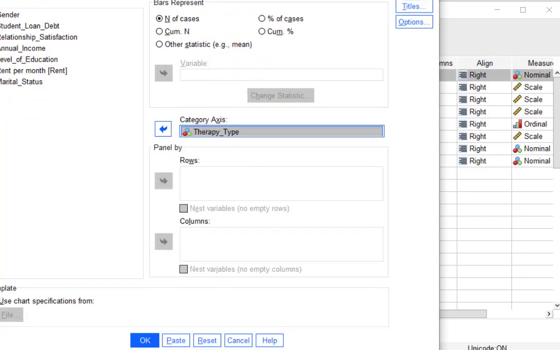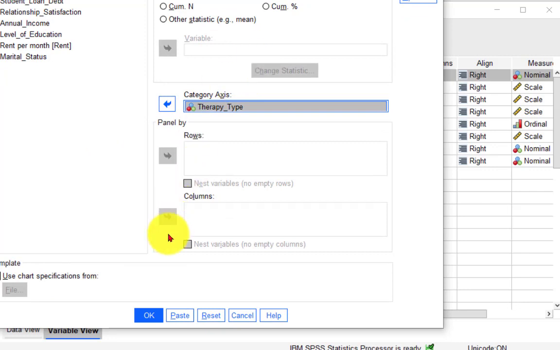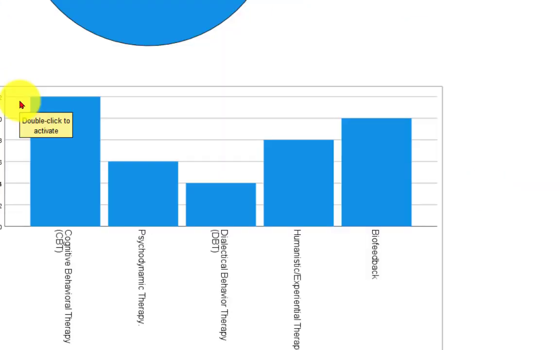categorical axis. And remember, this is a bar graph. So bar graphs deal with categorical variables, as do pie charts. How many are in each category? So this tells me that CBT by far is the most popular of the therapy types. And that was pretty easy.